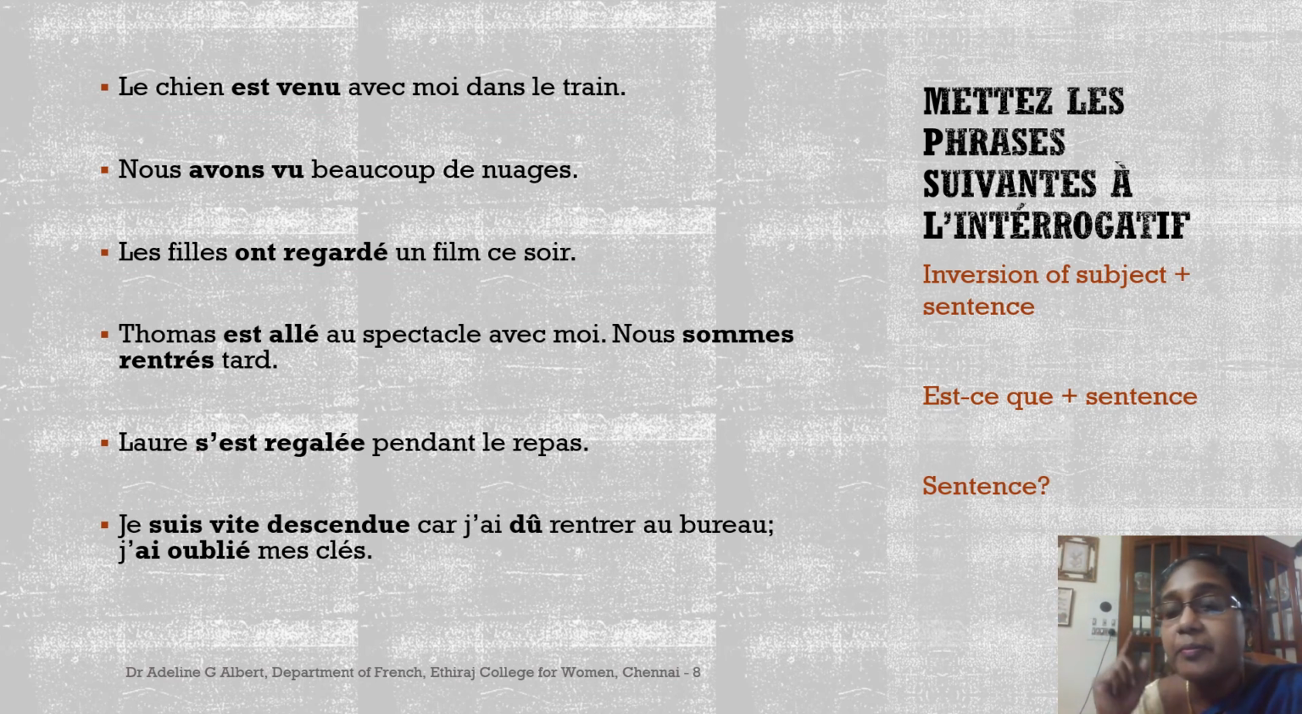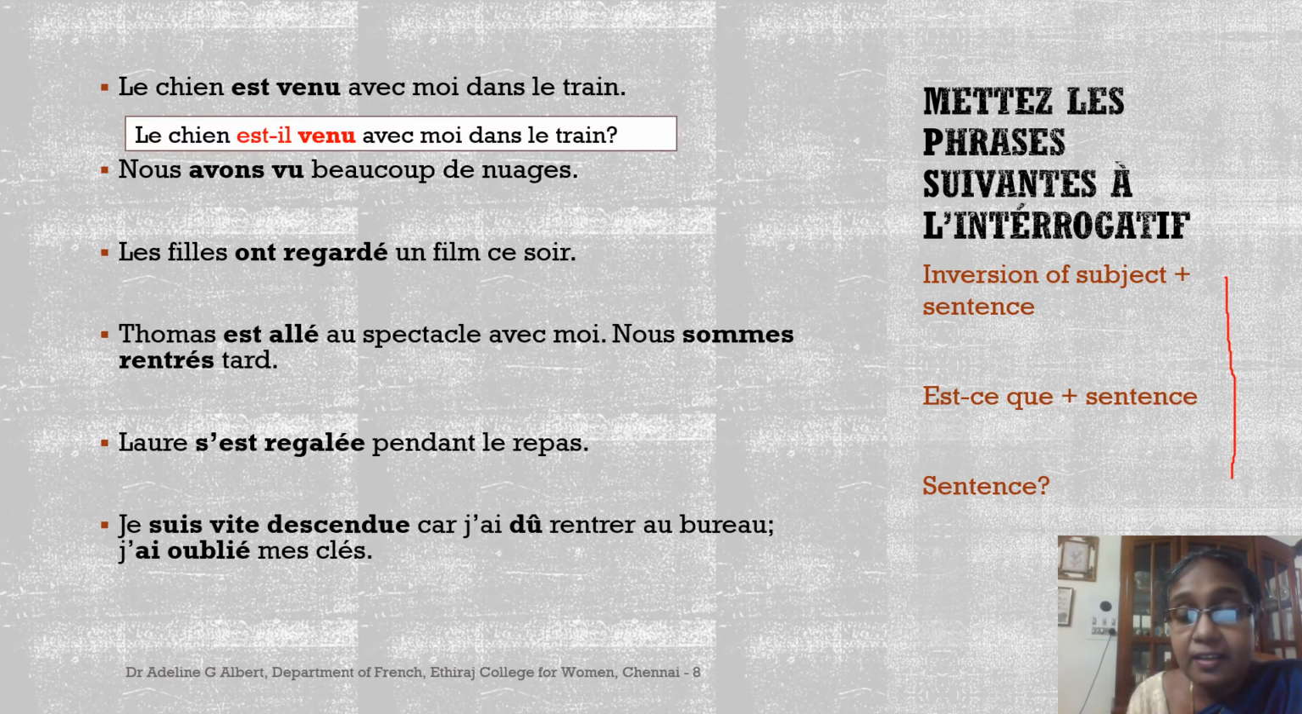Questions. Now remember, each sentence here has 3 possibilities. I have given you only one. Okay? So let's see the 3 parts. I've given you the possibilities here at the side. It can either be inversion, it can be est-ce que with your sentence, or just your sentence with a question mark at the end. So the first one, le chien est-il venu avec moi dans le train?